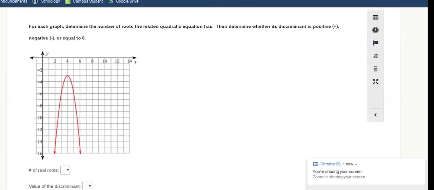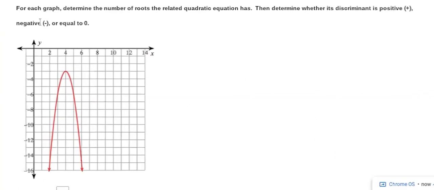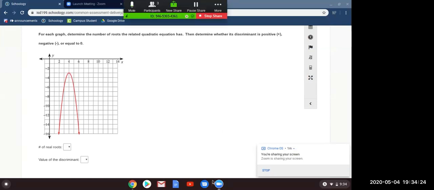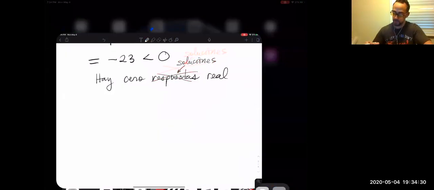It says for each graph, determine the number of the roots the related quadratic equation has. Then determine whether the discriminant is positive, negative, or equal to 0. Okay. Una idea que yo quiero decir a ti es esta idea. Pero yo quiero escribir esta idea. Un momento. Yo voy a demostrar algo. Antes de hacer este problema, yo voy a escribir algo. Mira.